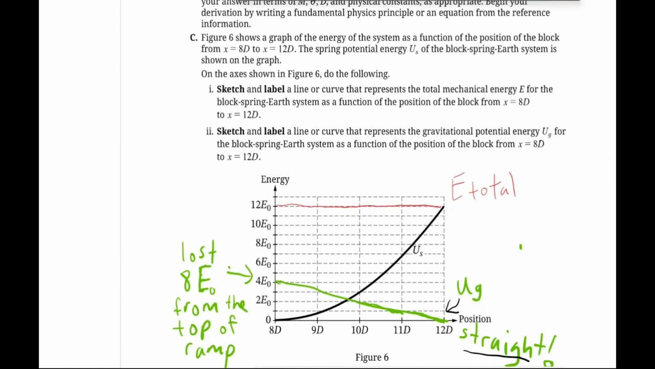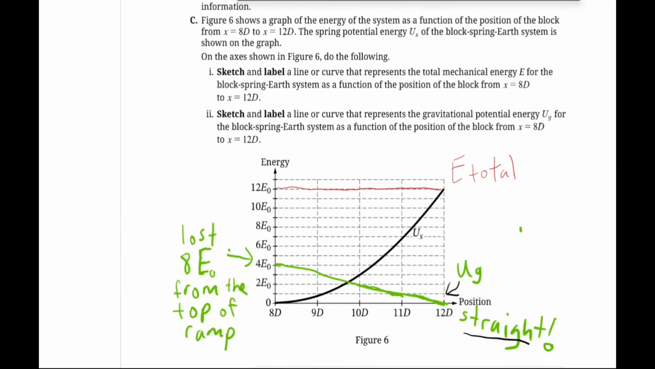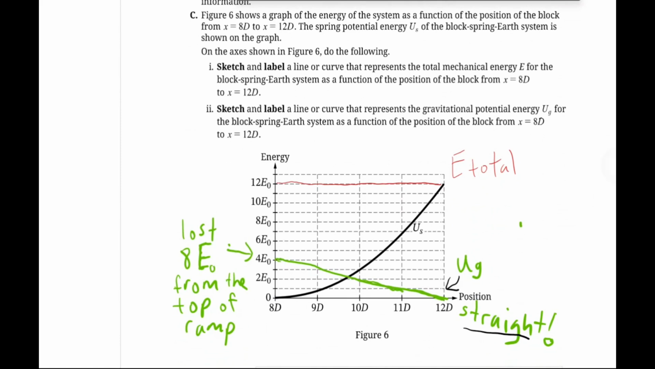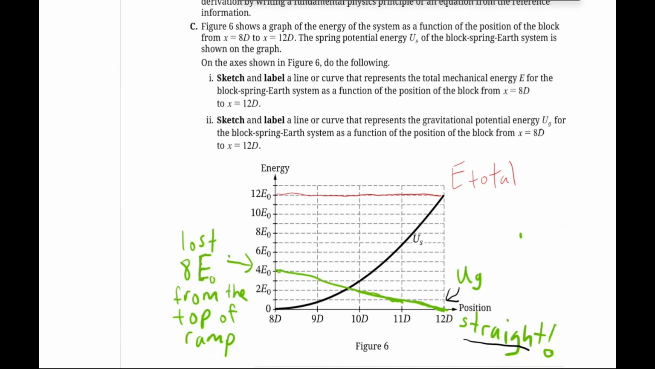For C, it says figure 6 shows a graph of the energy of the system as a function of the position of the block from x equals 8d to x equals 12d. So the whole time that the spring is getting pushed in, you have some spring potential energy. All right, so it says sketch and label a line or curve that represents the total mechanical energy for the block-spring-Earth system as a function of the position of the block from 8d to x equals 12d.